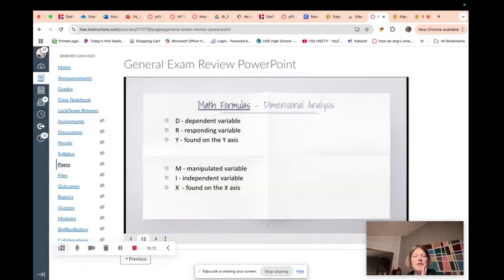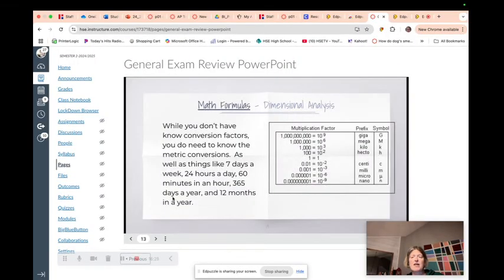Okay, so some other things that you need to know. The dependent variable, or sometimes it's called the responding variable, is always found on the y-axis when we're talking about graphing. And the manipulated variable, or the independent variable as we call it, is always found on the x-axis. So make sure that you remember that.